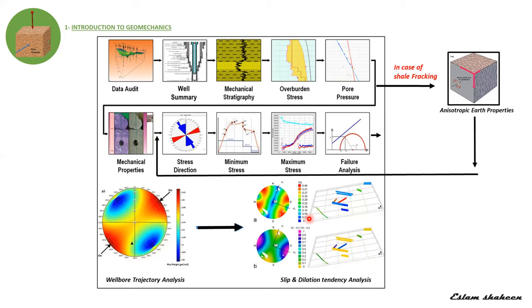Okay. After that, we have well trajectory analysis. This is to study the geomechanical issues when we are using any deviated well in any direction. After that, we have what we call slip and dilation tendency. It is a term related to trap integrity. This is mainly a robust workflow for a geomechanical model.